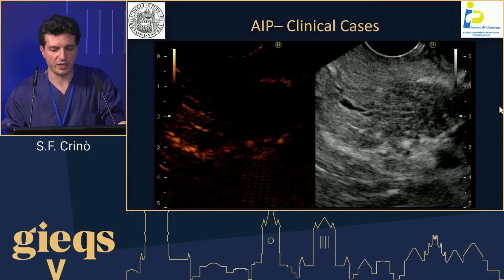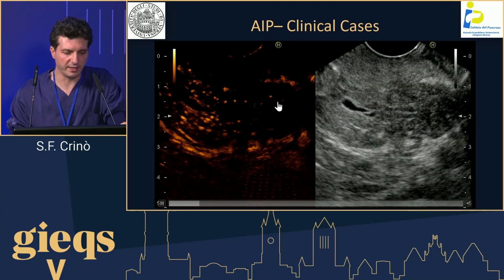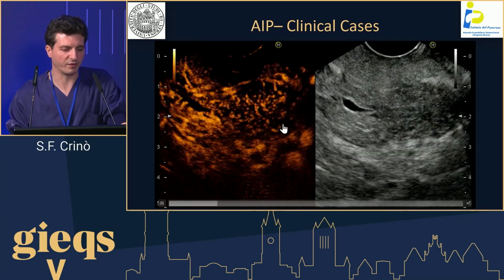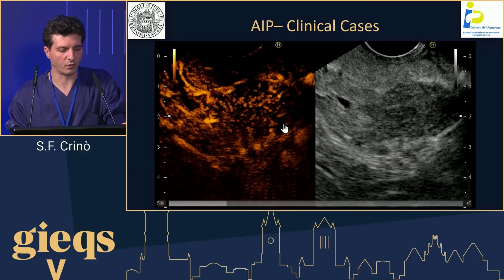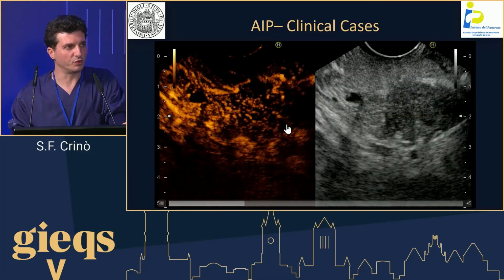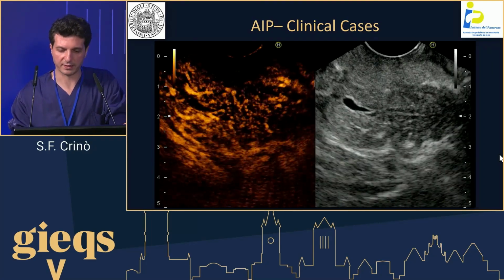I think it is really useful. This is the main pancreatic duct. And if you look at the mass here, you see it is not clearly hypovascular. There is a quite good uptake of contrast. So our suspicion moved from cancer to probably autoimmune pancreatitis.